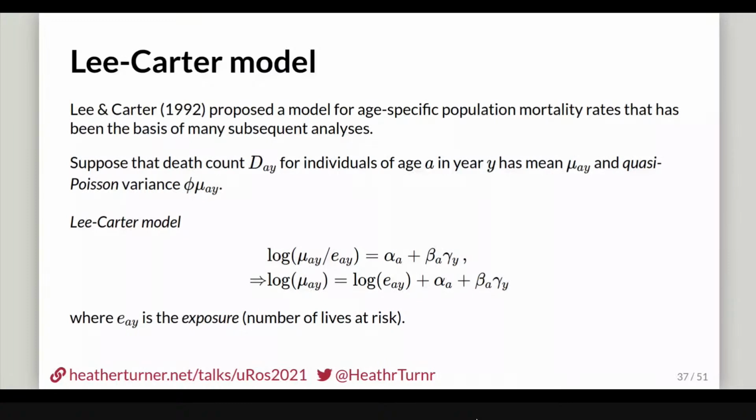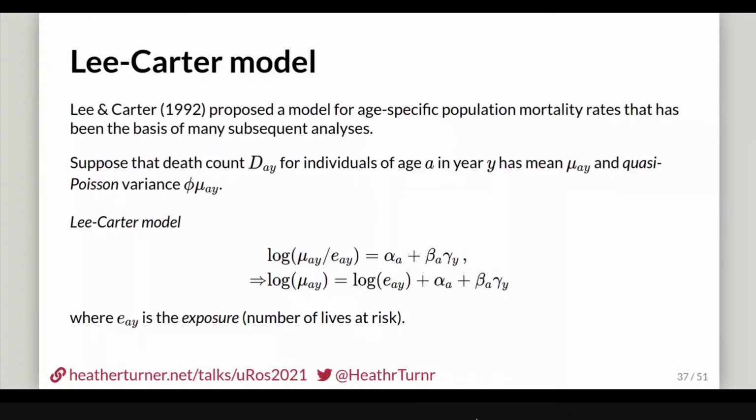So we need to allow for this by estimating a dispersion parameter rather than fixing it to 1, as in the Poisson model. Then the Lee Carter model says that the log of the expected rates, which is the expected count over the exposure, is equal to an age effect plus the product of an age multiplier and a year multiplier. And just using the properties of logs, we can take the log exposure onto the right-hand side into the predictor with a fixed coefficient of 1.